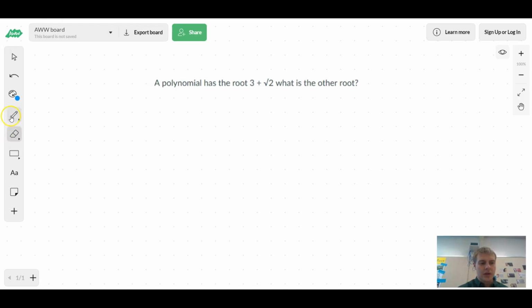Try that. Okay, so this one's pretty easy, because what you should think about with roots is how do you find roots? Most times you find them with the quadratic formula. So if you have a positive square root, you would also have a negative square root. So your other one would be 3 minus radical 2. Make sure you include the 3. See how this is a root?